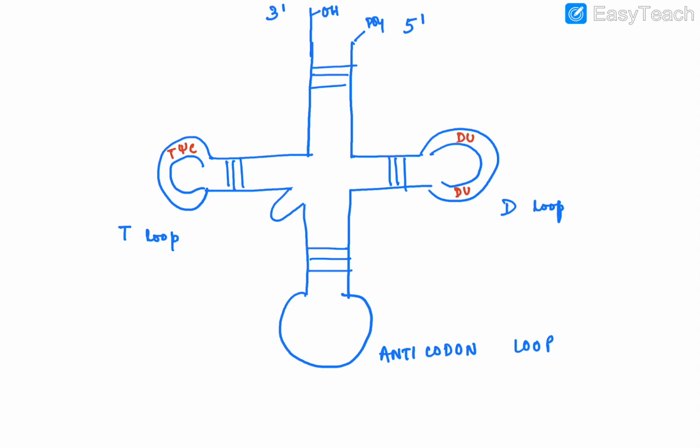What does the T loop do? T for tie, if we remember, T ties the tRNA to the ribosome, because we know that the anticodon loop of tRNA binds to the mRNA, and the mRNA is bound on the ribosome. So the tRNA has to bind to the ribosome. This binding of tRNA to the ribosome is actually achieved by the T loop. So this is basically the structure of a tRNA and the function of various parts of tRNA.